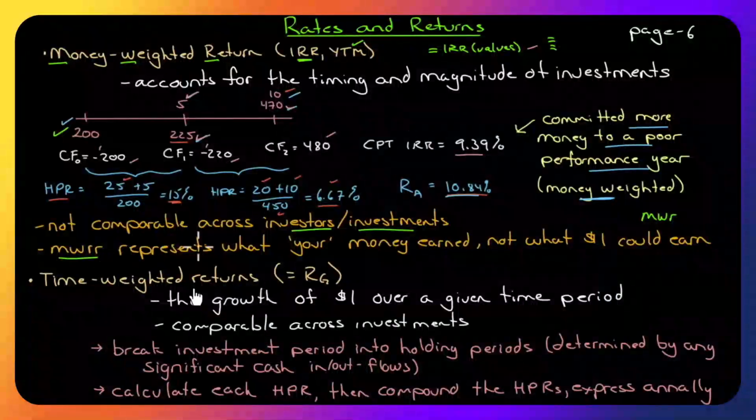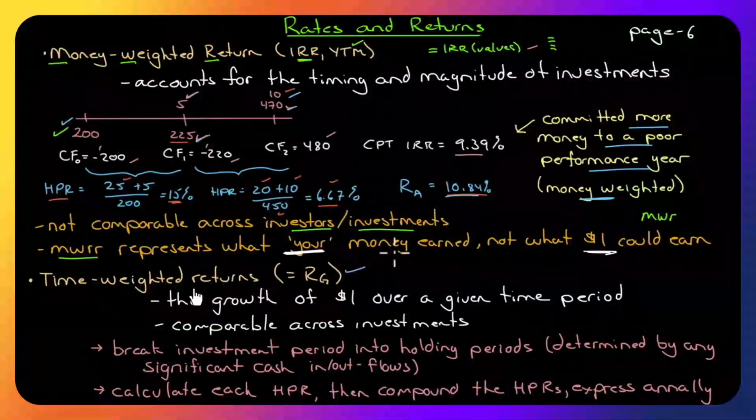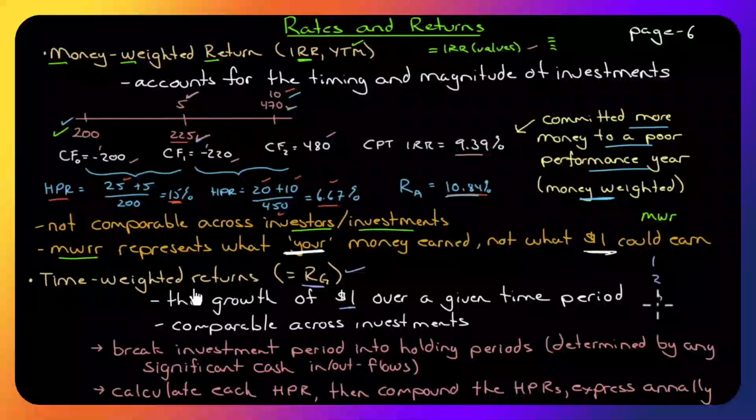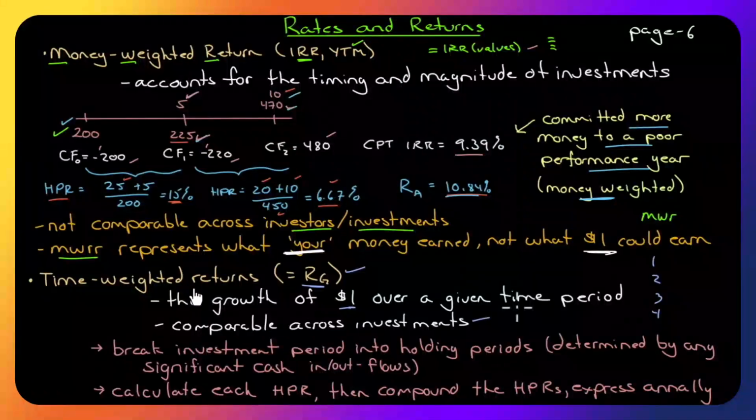So the money weighted rate of return represents what your money earned, not what a generic $1 could earn in that investment, but what your money earned because of the way that you committed money to the investment. The time weighted return is comparable across investments, and we've already seen it. It is a geometric mean return. It is the growth rate of $1 over a given time period. If we're going to compare mutual fund 1, 2, 3, 4, we want the time weighted rate of return. It is comparable across investments.